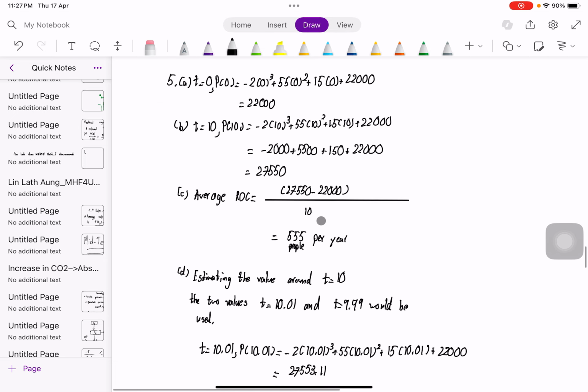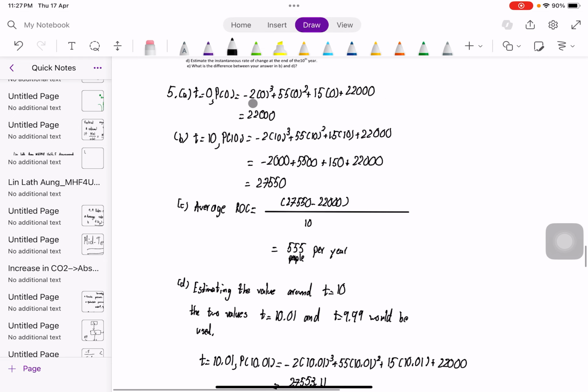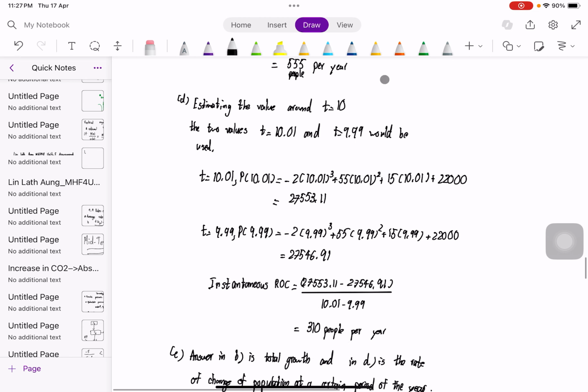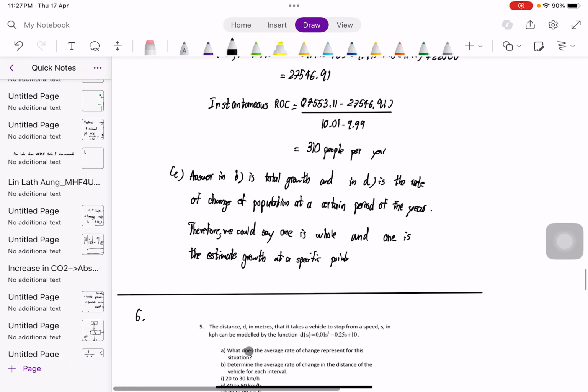Moving on to number 5, t equals 0 would be P equals 0, which means this is the beginning of the period, or the year. By having these two values, we can find the average ROC, and we get 555 people per year. And we get this upper and lower bound here. And as usual, we found the instantaneous ROC.